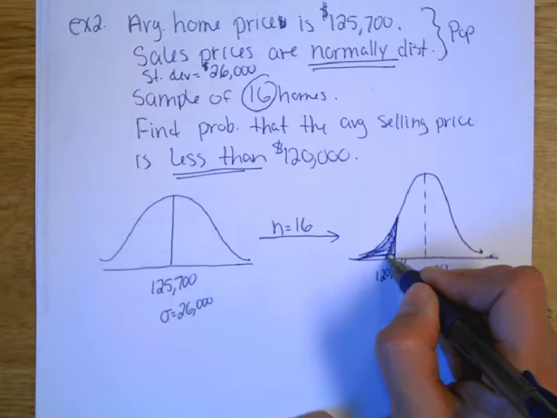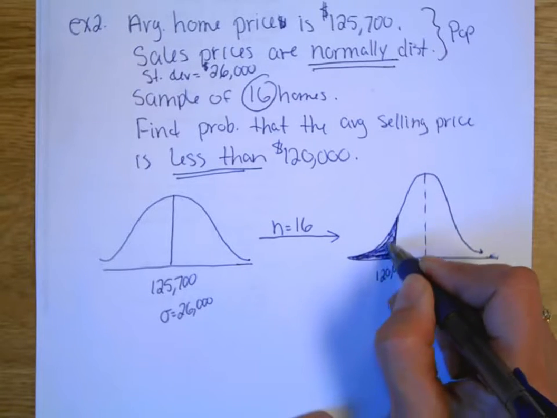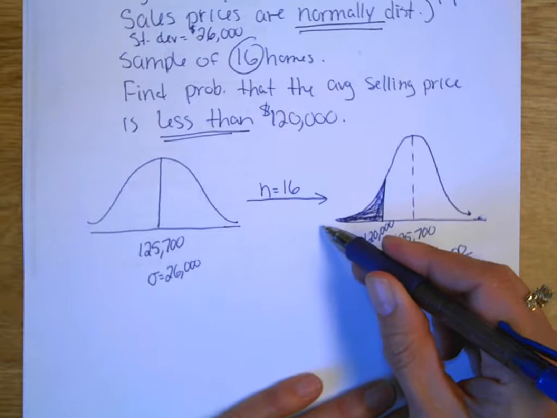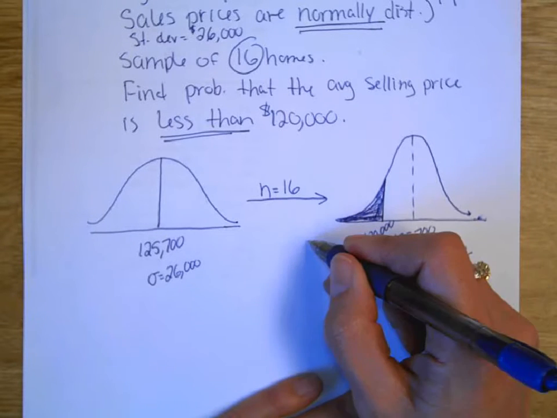So one of my z-scores is ready to have. What's my one z-score I know I'm going to be using, because of the way this is shaded? What's my z-score back here? Negative 10 to the 10th.